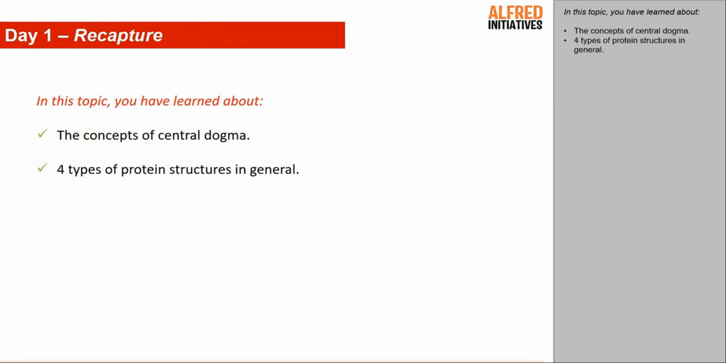So let's summarize the topic that we have learned today. In this topic, we have learned about the concept of the central dogma and 4 types of protein structures in general.